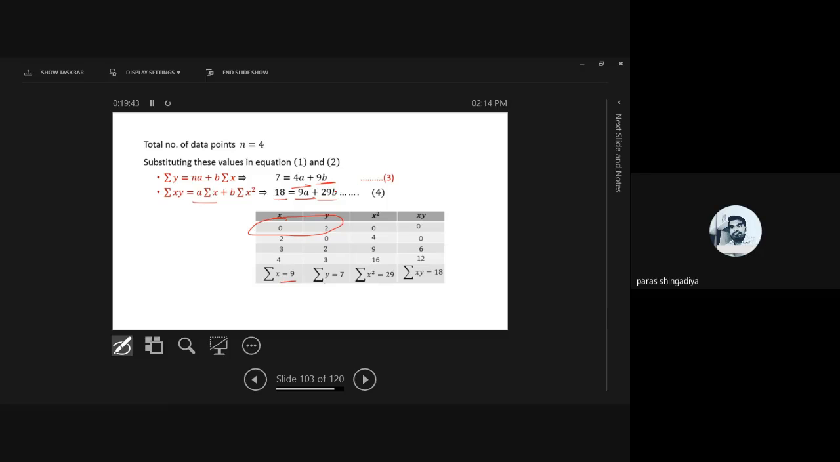Otherwise, you can use the matrix method. The Gauss elimination technique you can apply there. Convert both equations to matrix form. So what will be A? That is the coefficient matrix 4, 9 and 9, 29. AX is equal to B, where B is 7, 18. Then convert to row echelon form and apply the Gauss elimination technique to find the answer. Clear? That is the second method.